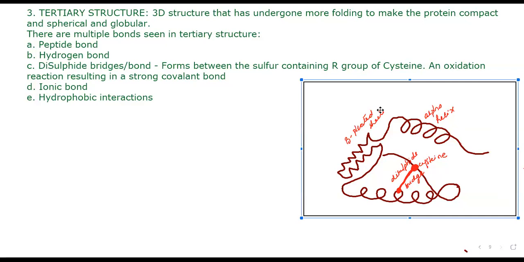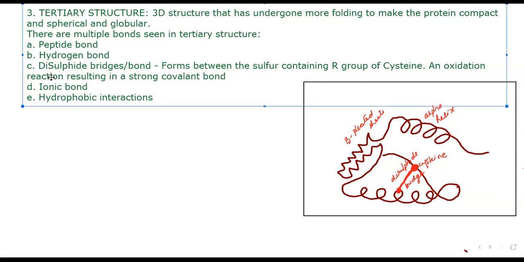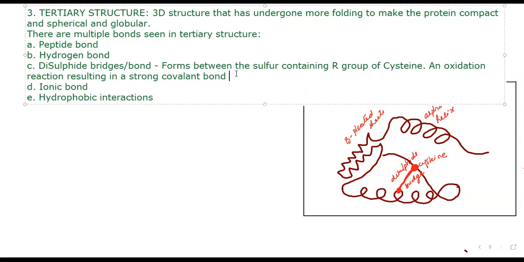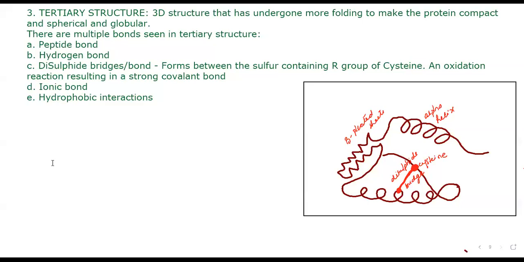So now we have developed disulfide bridges. They will form between cysteines. And what is cysteine? Cysteine is an amino acid that has an R group which has sulfur in it. And the bond looks something like this. If I draw the chemical formula for you, this is sulfur, and then this is sulfur, and then of course you will have your carbon and your carbon, right?